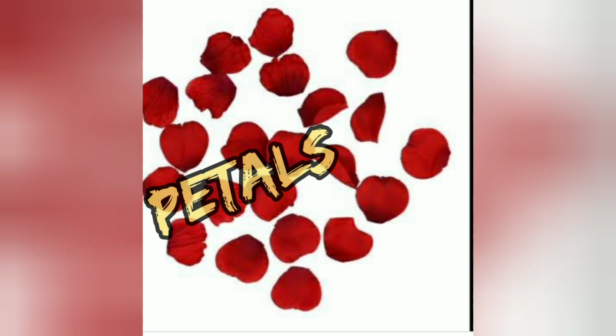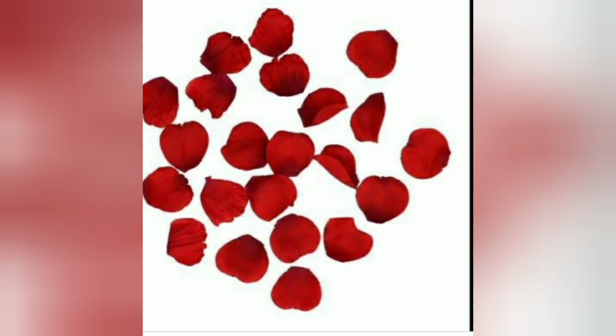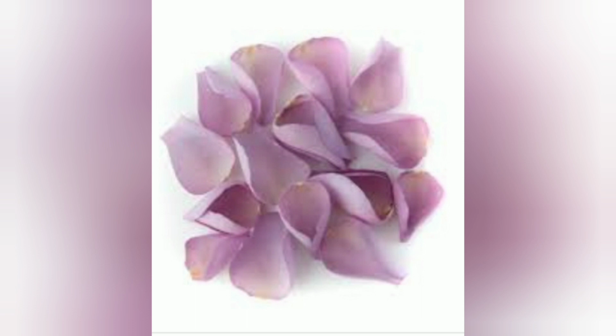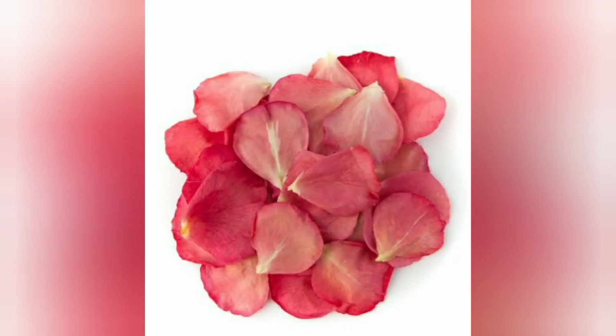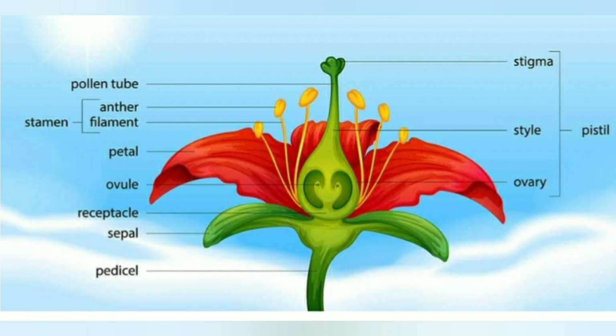Petals are also important parts of the flower because they help attract pollinators such as bees, butterflies, and bats. You can also see tiny green leaf-like parts called sepals at the base of the flower. They help to protect the developing bud.